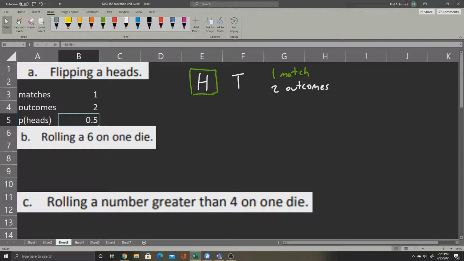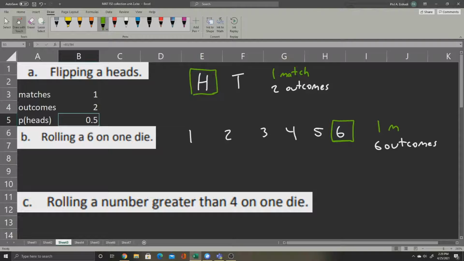For part B, we are asked the probability of rolling a 6 on one die. Again, let's list the outcomes. The outcomes are rolling 1, 2, 3, 4, 5, and 6, giving us a total of 6 outcomes. However, only one of those will match the condition. We only want to roll 6. So we can say there is one match.